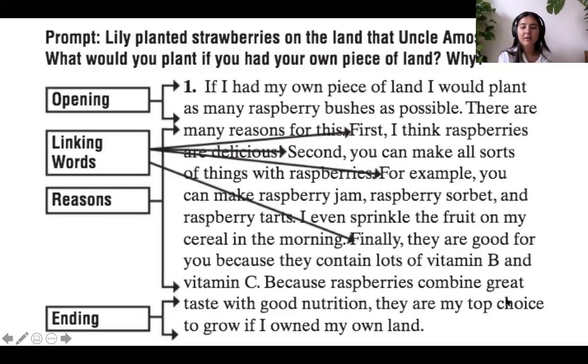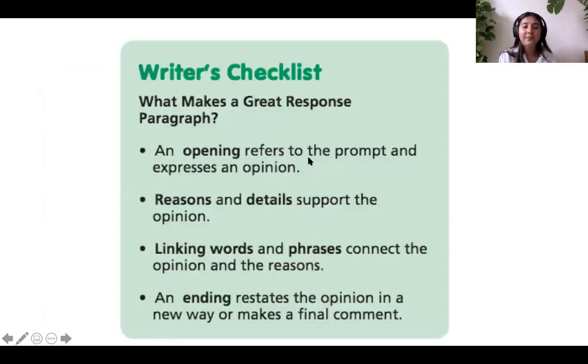Okay, guys, click the raise your hand button if you think this is a great response paragraph. Everyone's pretty much putting up their hands. Good job. Okay, guys, I would agree. This response paragraph is great. It's got everything that we want. It has an opening that refers to the prompt and expresses an opinion.